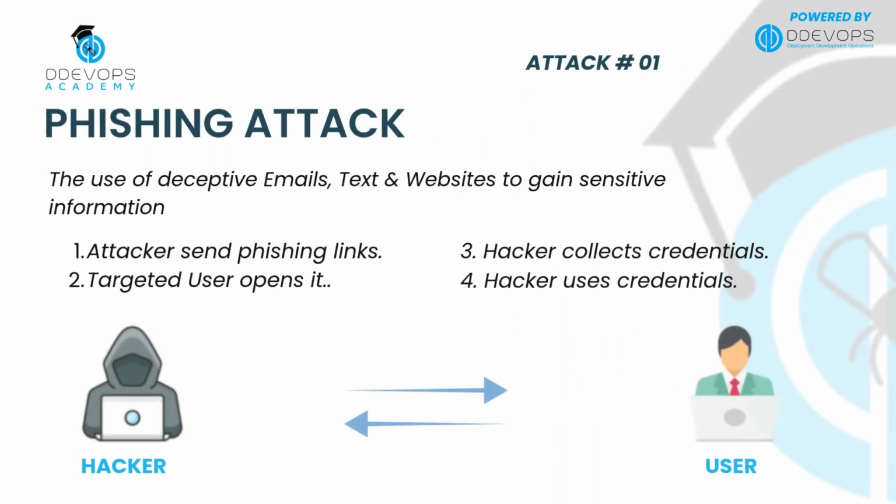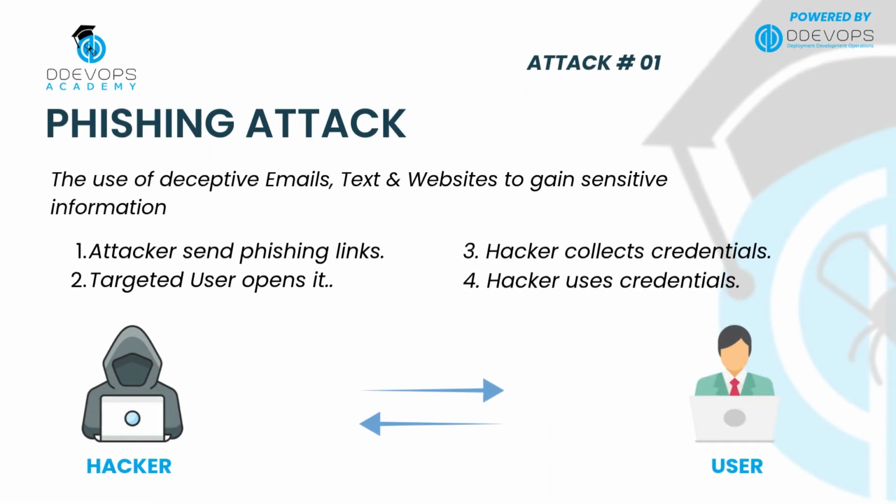Phishing attack, one of the most common cyber threats. It starts when a hacker sends deceptive emails, text messages, or fake websites to the target. The unsuspecting user opens the phishing link, believing it to be legitimate. Once the user enters their credentials, the hacker immediately collects this sensitive information. Finally, the hacker misuses these stolen credentials to gain unauthorized access and exploit the victim's accounts. This simple yet dangerous process shows why phishing remains a major security risk.